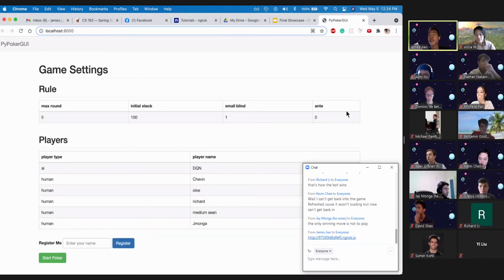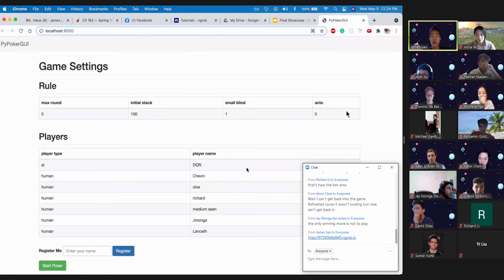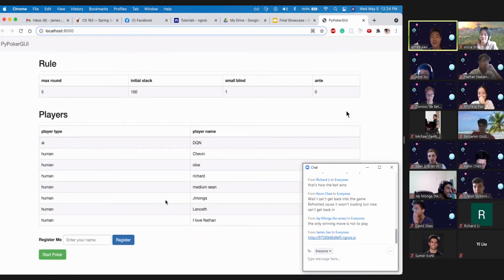Just for the sake of time, we're not doing this for real money. You don't need to think for 10 hours. It's just a fun game. Also, don't shove all in all the time, because that just ends the game too quickly. Try and be reasonable. I love these names so far.